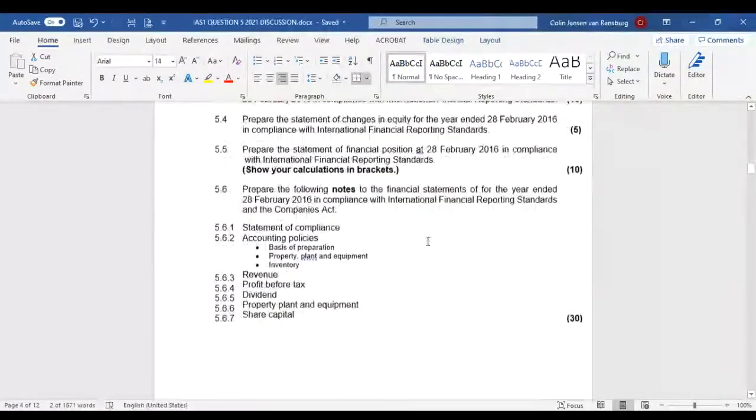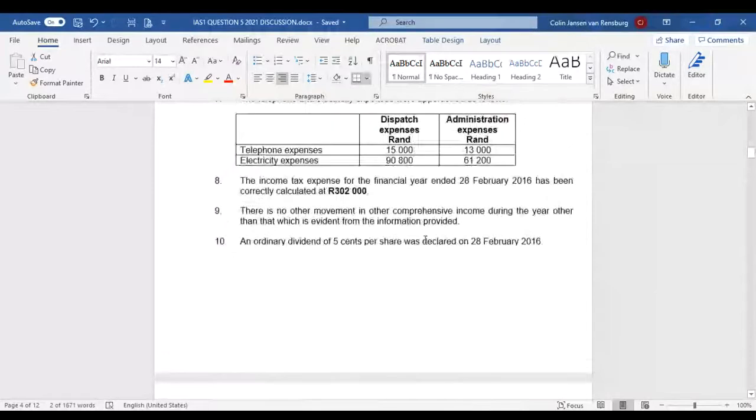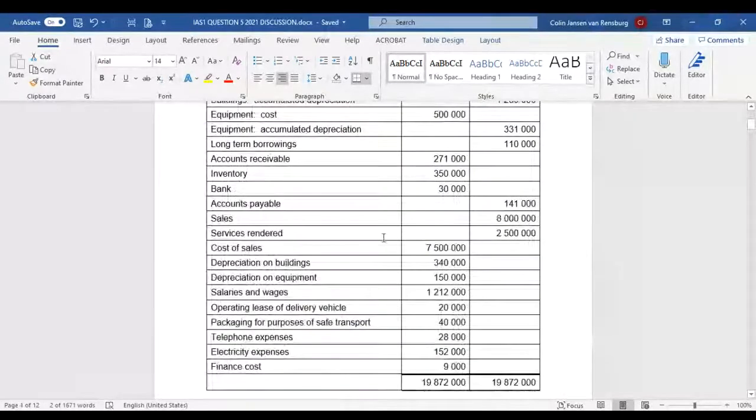Right, ladies and gentlemen. So now let's go to the next expense on our trial balance. So we've had depreciation on equipment. The first one on buildings, the second one on equipment. Now we've got salaries and wages, ladies and gentlemen. Right. So we see our salaries and wages. The balance on the trial balance is 1,212,000 rands. But now, again, like we said with the other two, we might have made an adjustment to that.